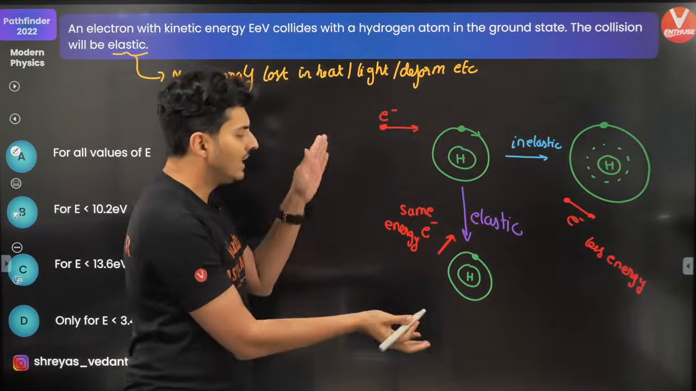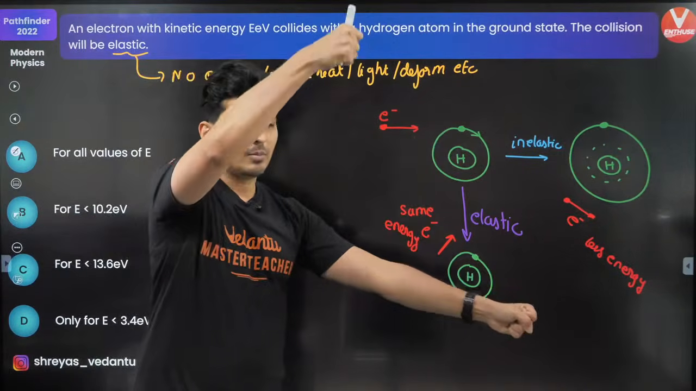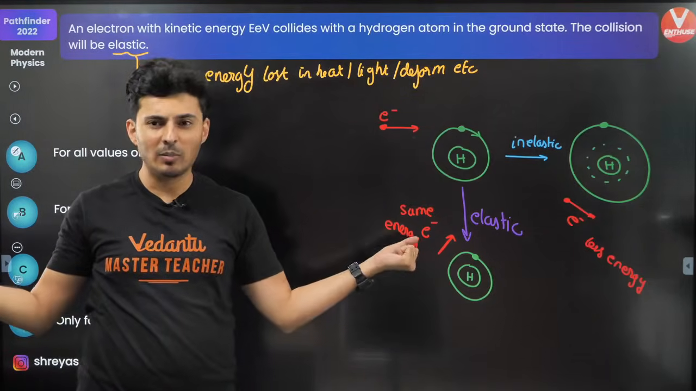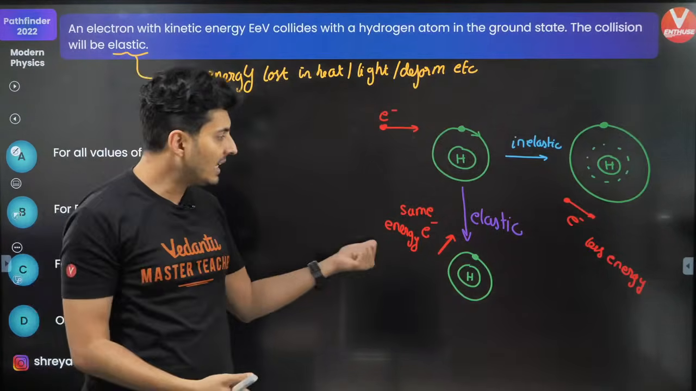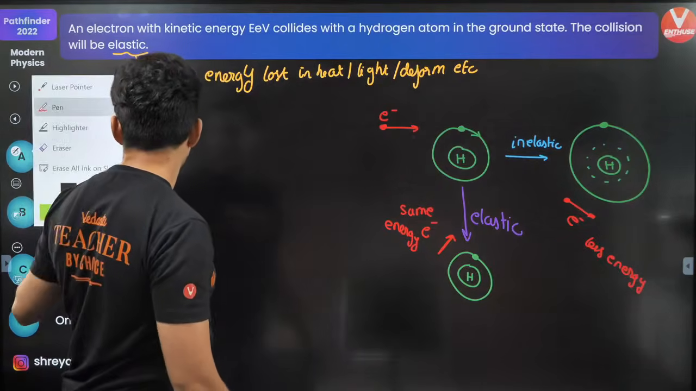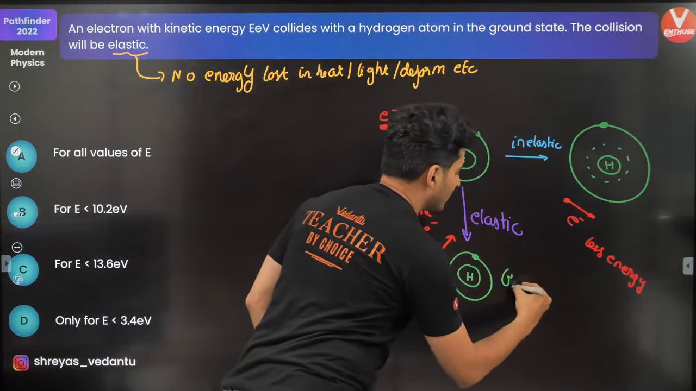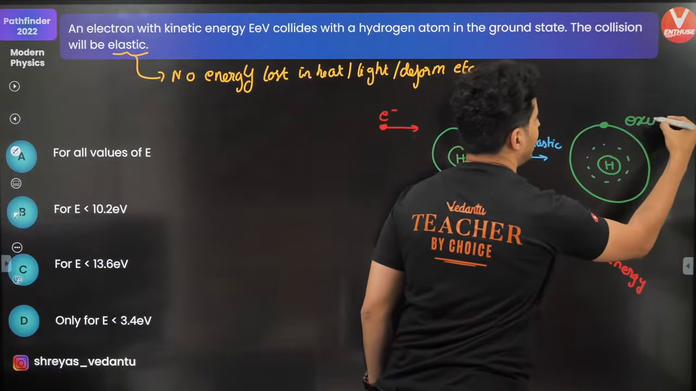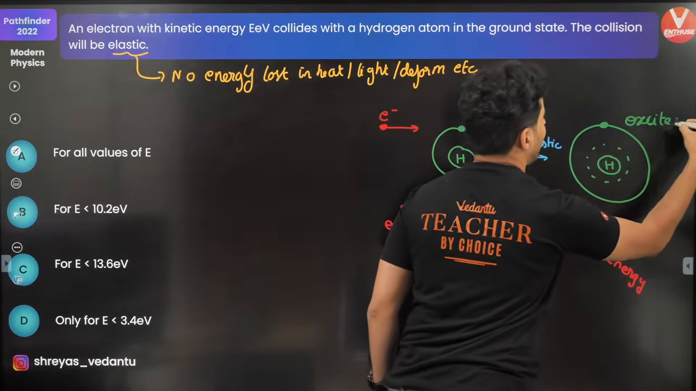That's it. So it's an elastic collision, like a ball hitting another ball, and they collide elastically and they just go like that. You would have seen so many problems like this. That's an elastic collision. It was unable to excite it. It's still in the ground state. This is in the excited state.